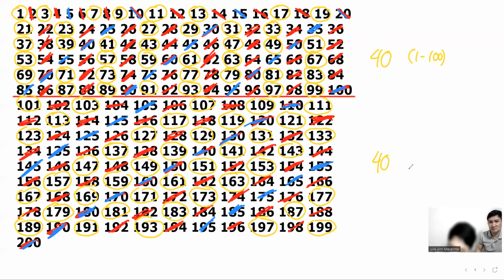This one is 101 to 200. So now, in total, that's 80, yes, from 1 to 200 in total. That's really true. So, can you show us alternative solutions to this problem, San?